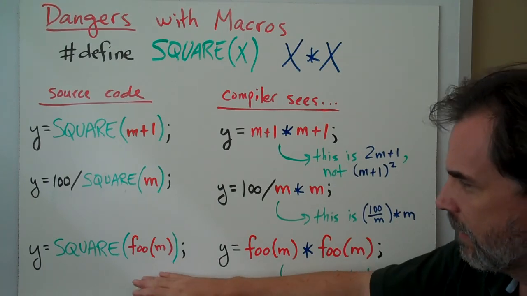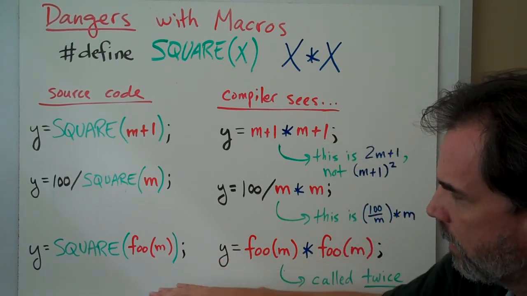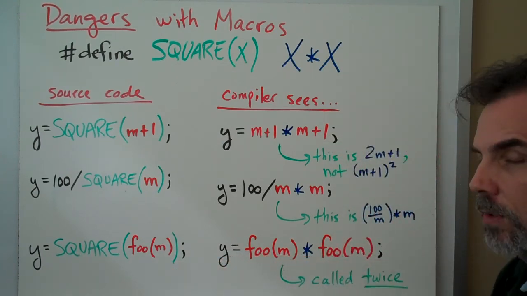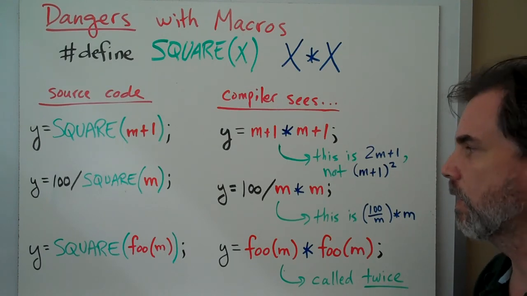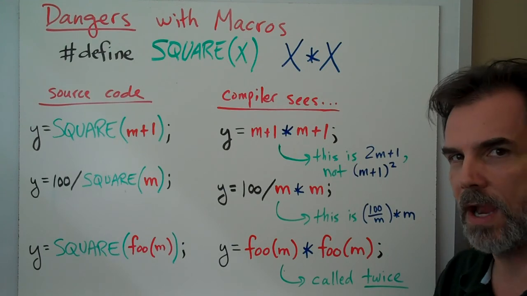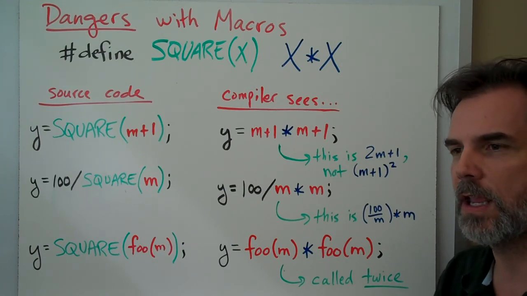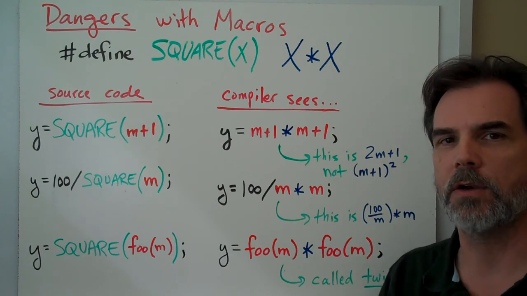So the point is that what it looks like it does here is different than what it actually does when it gets expanded. So you have to be very careful about efficiency and about correctness when you use macros. They can be handy, but use them very carefully and very judiciously.